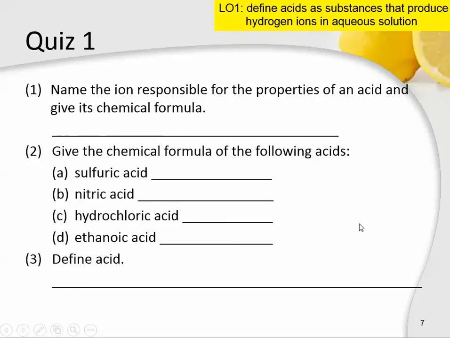Now let's try this quiz. Give yourself a short little moment to try it out and click pause while you're trying these questions.